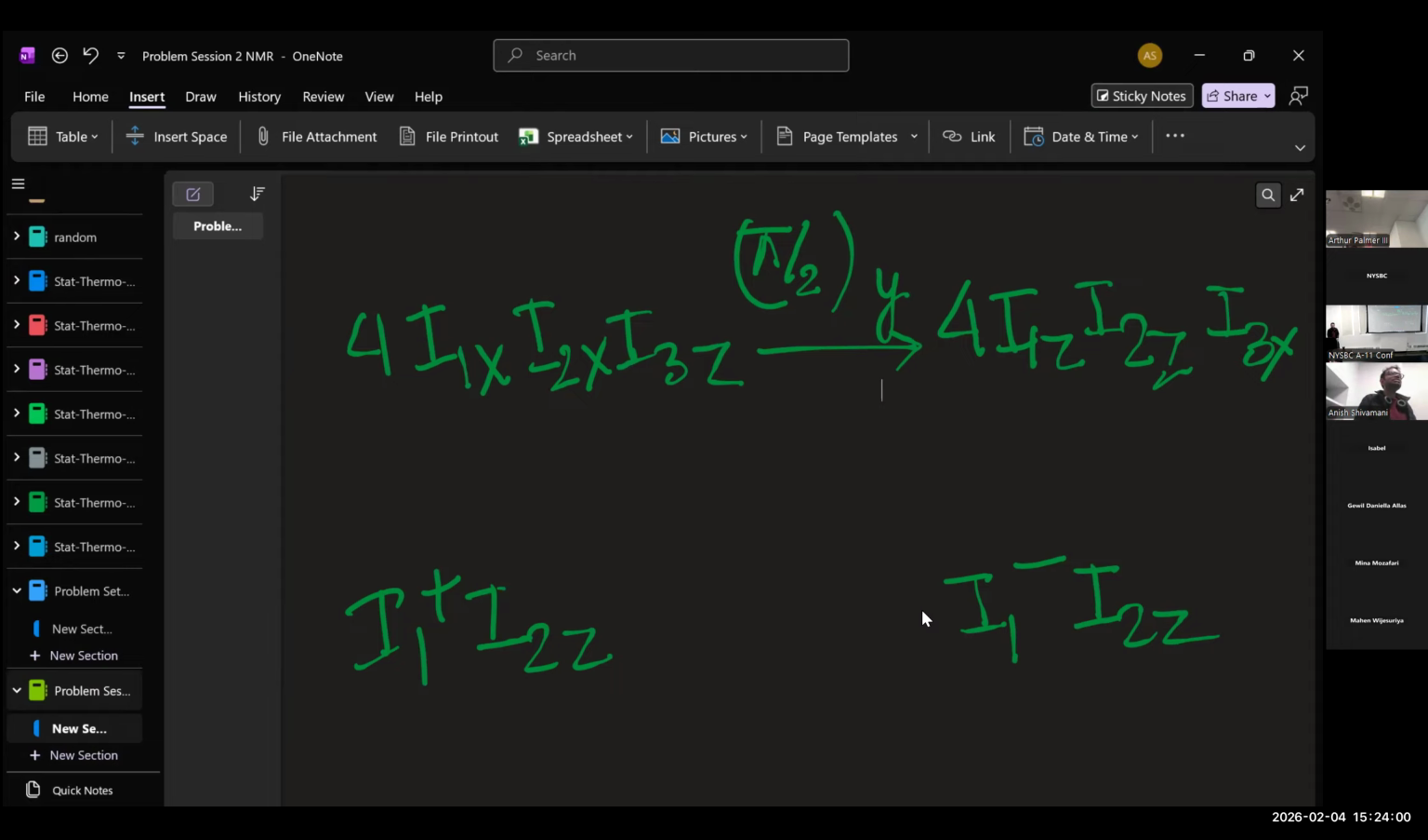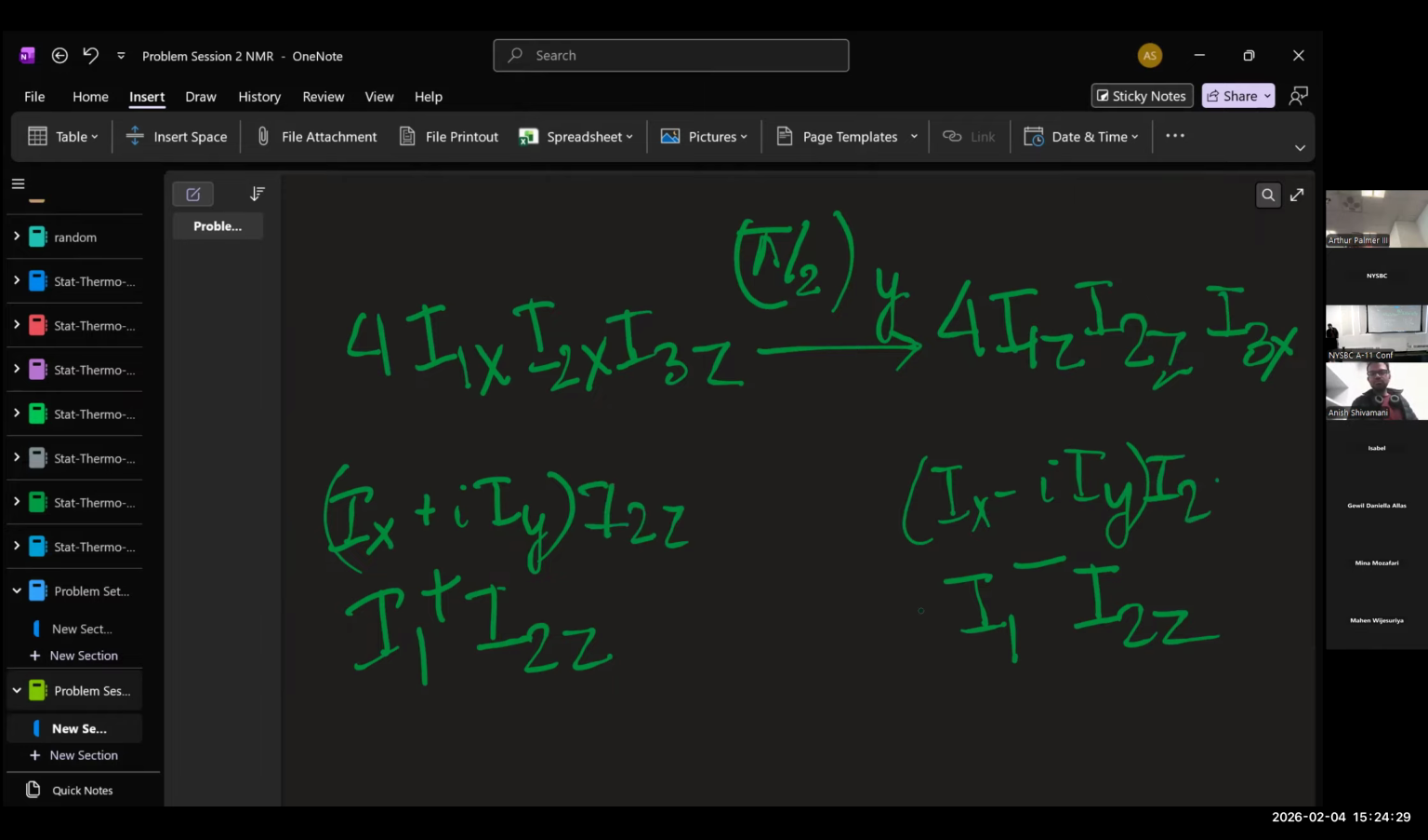I1 plus in terms of Cartesian is given as IX plus i times IY, where i is the square root of minus 1. And therefore this is given like that. What do you do?